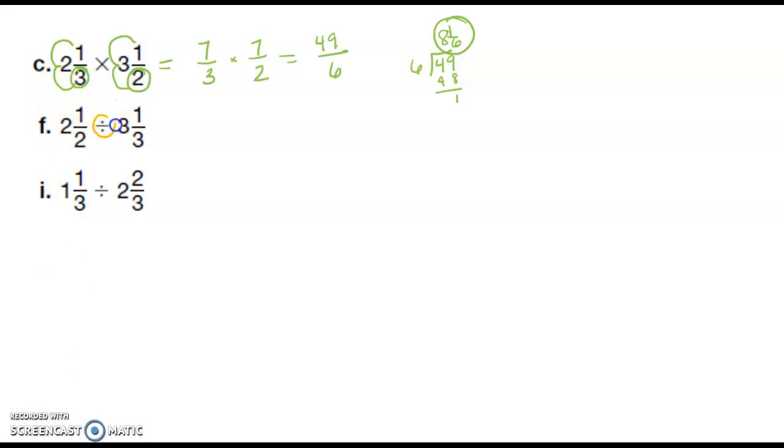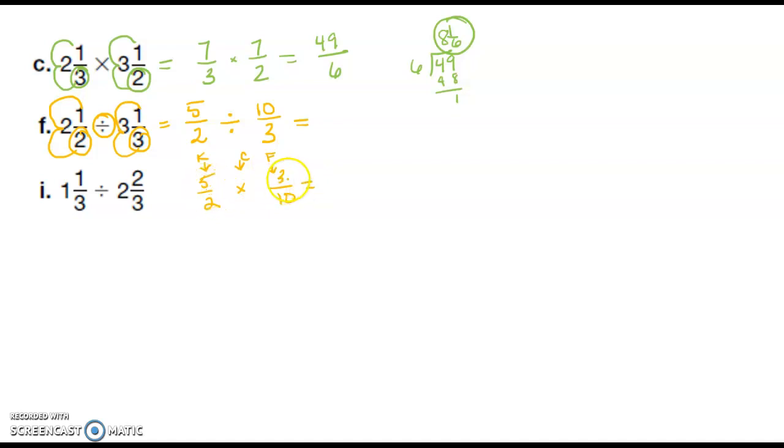All right, this is a divide. So I have 2 times 2 is 4, plus 1 is 5, all over 2, divided by 3 times 3 is 9, plus 1 is 10, all over 3. Now I'm going to keep change flip. So I keep my 5 over 2. I change my division to multiplication, and I flip this to 3 over 10.